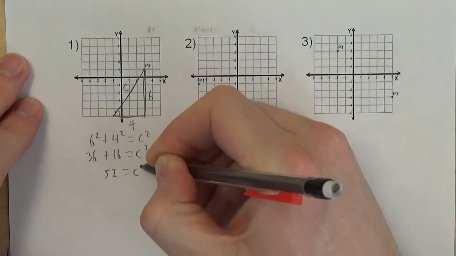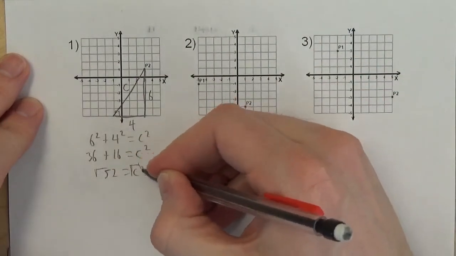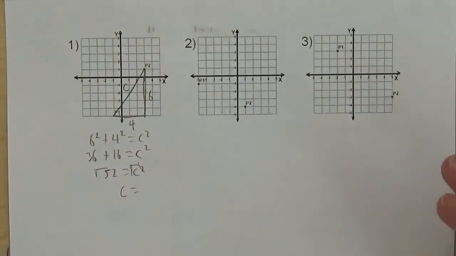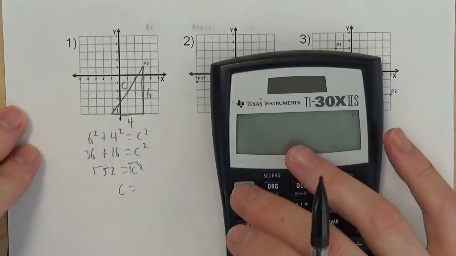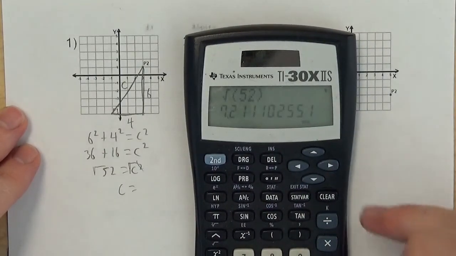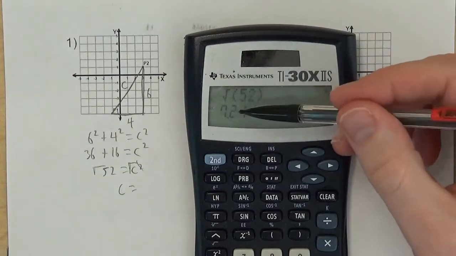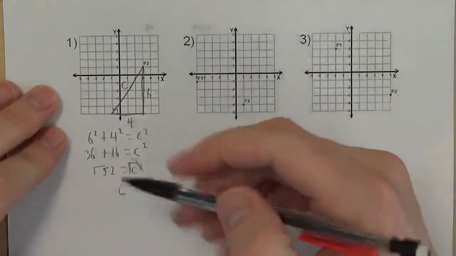So 52 equals C squared. And then we got to take the square roots of those. So second square root of 52, 7.2. I think we had that one already today. So 7.2, that 1 there is not big enough to move that up, so 7.2.